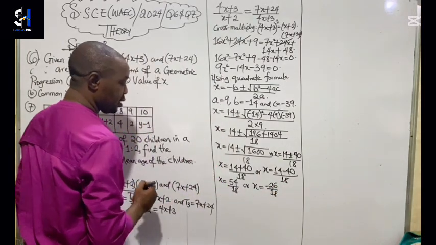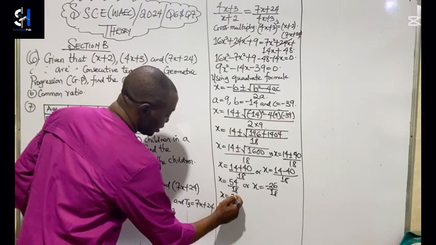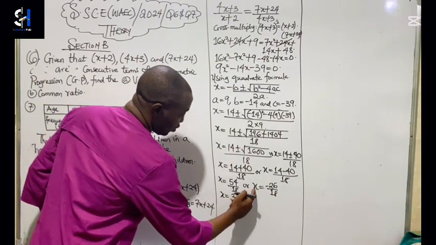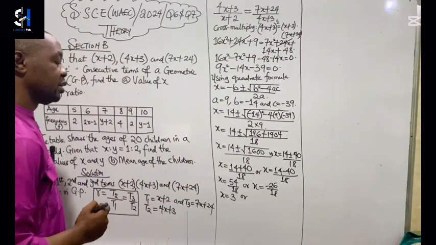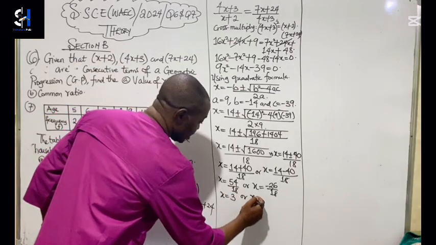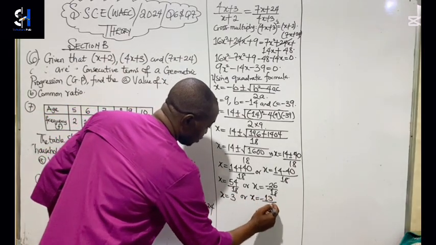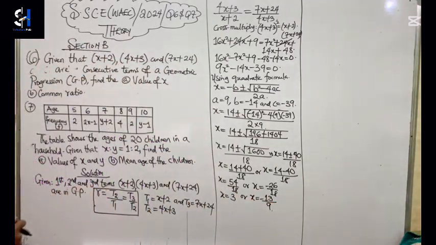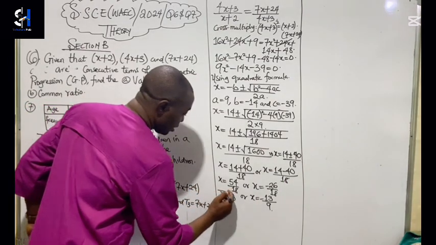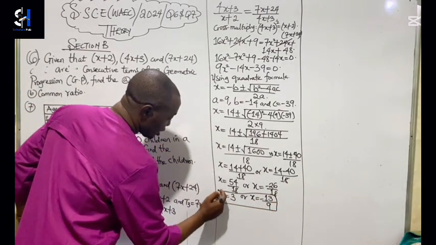Now 54 divided by 18, that will be 3. Then here we can divide this by 2, that will be negative 13. So x will be negative 13 over 9. So these are the values of x.